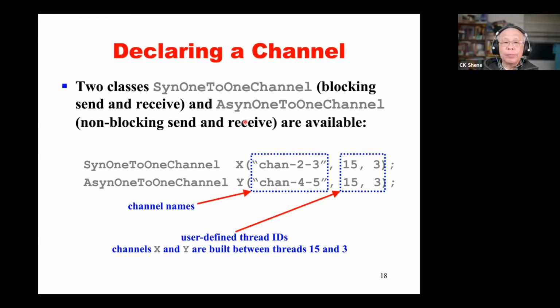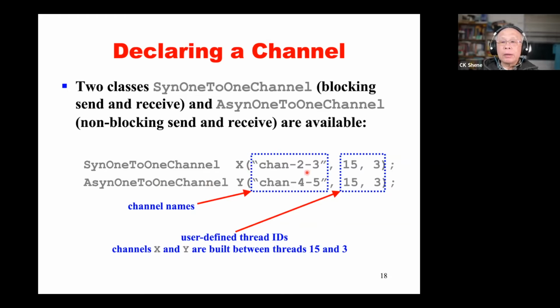So look at here. Here, X is declared to be a synchronous one-to-one channel. Y is declared to be an asynchronous one-to-one channel. So in this case, at both ends, there's only one thread. Because in your program, you may use many channels for communication purposes, it's wise to assign a name to each channel.